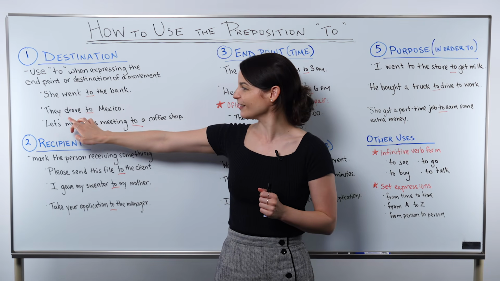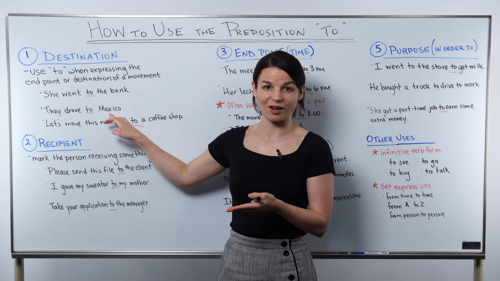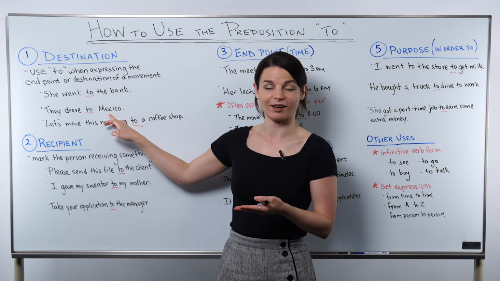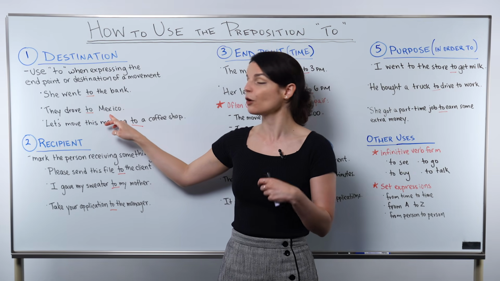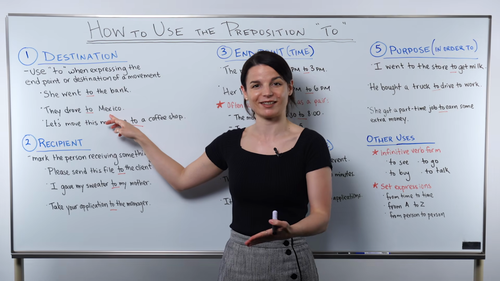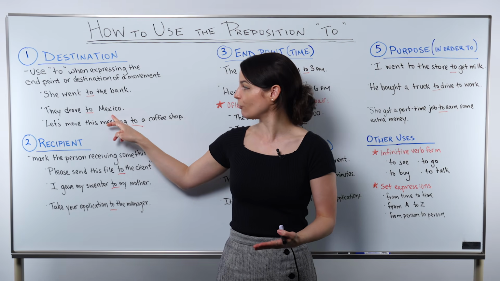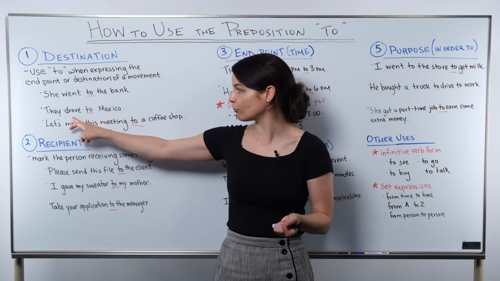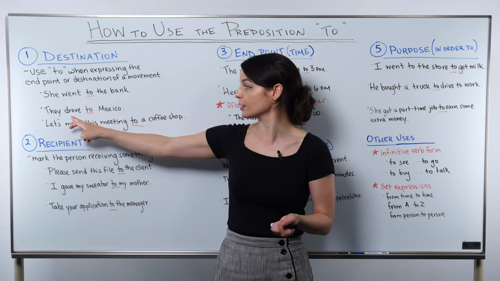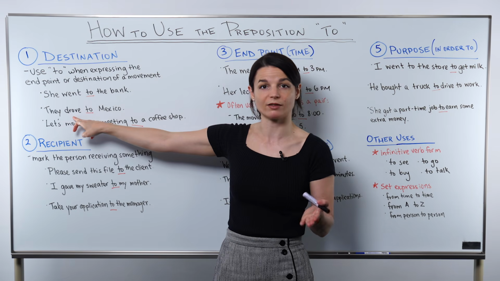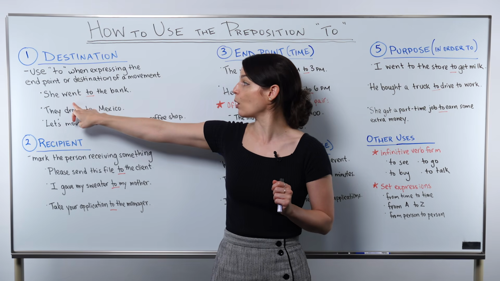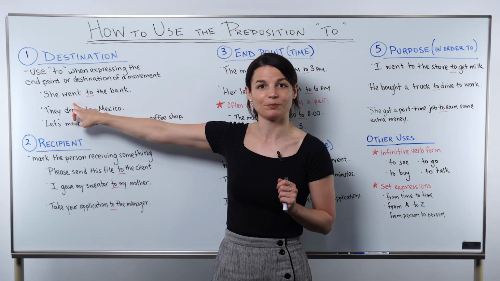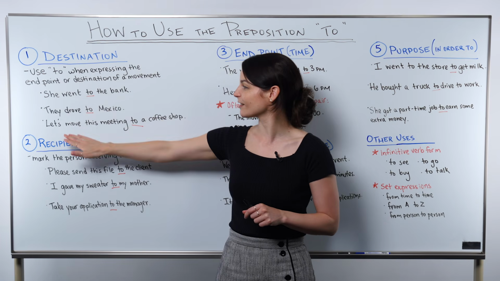Next example is "They drove to Mexico." In this case, the destination or the end point is a country, Mexico. We put "to" before the end point here to mark this. Again, we have a movement verb in this sentence. Here we have "drove," the past tense of drive. Our first example was "went," the past tense of go. Let's look at one more example of this.